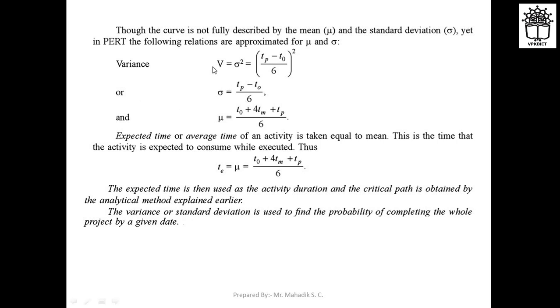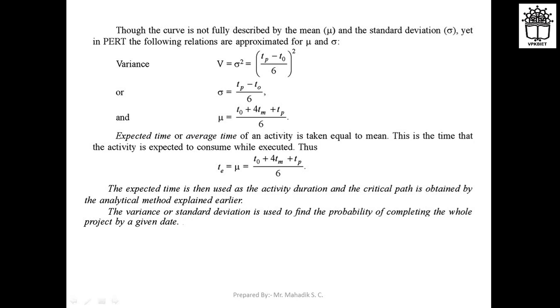The variance is sigma square, which is equal to (TP minus TO divided by 6) whole square, right? That gives us the variance. From that you can calculate the standard deviation, because standard deviation is nothing but the square root of the variance. So the standard deviation is (TP minus TO) upon 6, whereas mu, the mean, can be calculated as (TO plus 4TM plus TP) divided by 6.